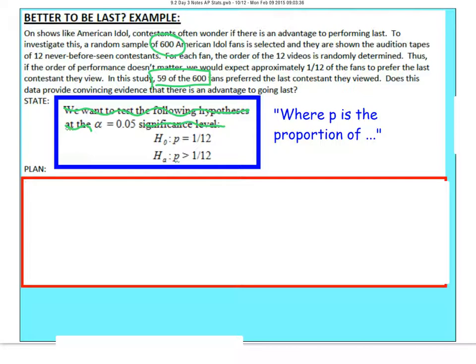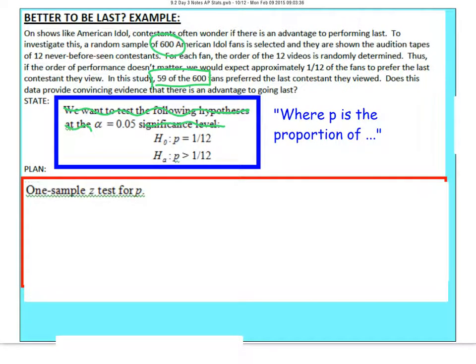Okay, let's do the plan portion. Let's state the test we're going to do. You always want to decide if it's one sample or two, is it Z or T, and is it for proportions or means? That's really all you have to say. Well, this is a one sample. It is for proportions, therefore it's a Z test. So I'm going to say it's a one sample Z test for P, and I've gotten credit for picking the right test or confidence interval.